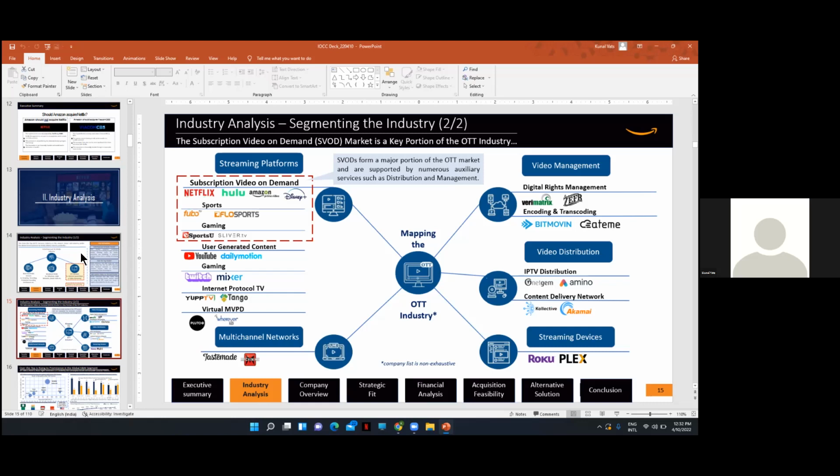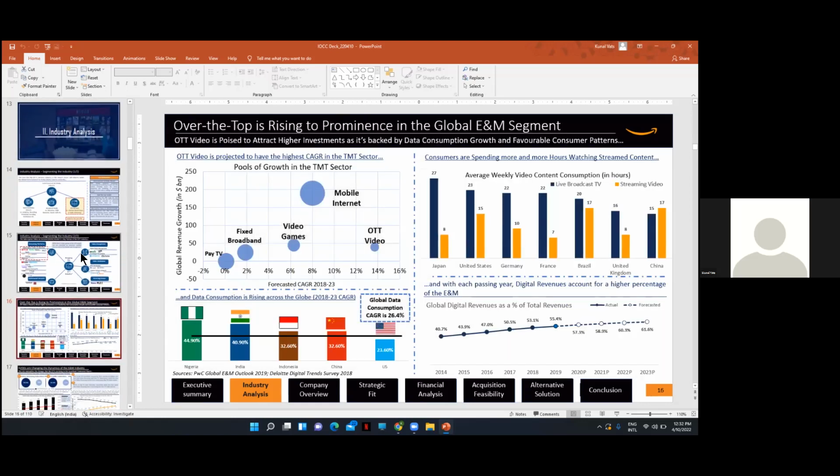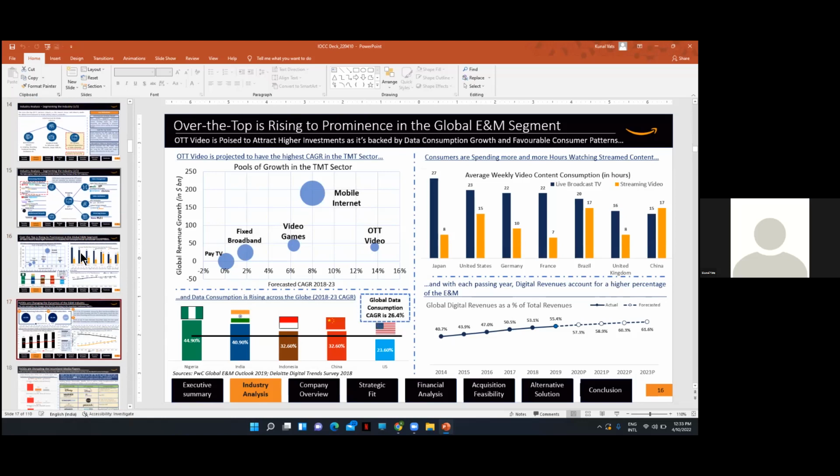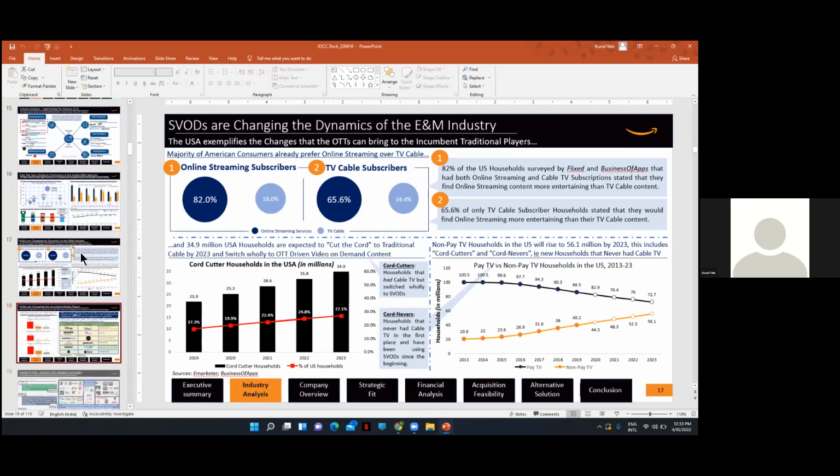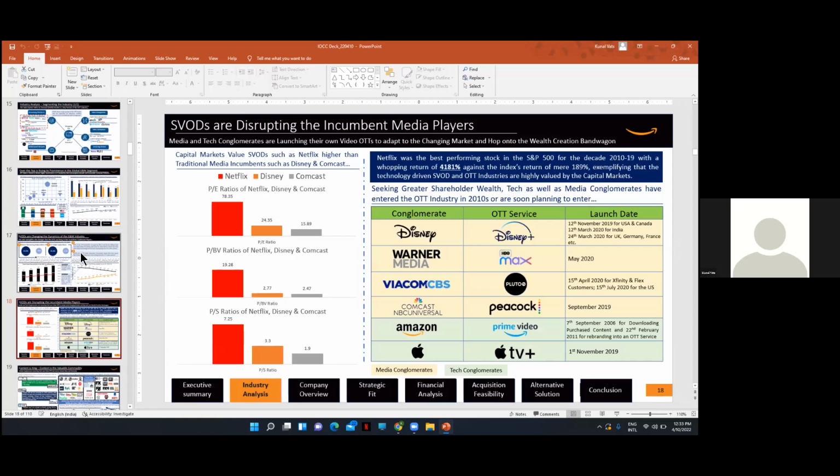Then, through our research, we saw the trends in the industry, what's happening in the industry, the growth rates and everything, and how subscription video on demand is basically growing within the entertainment and media industry. So a lot of research went into these slides to come up with those kinds of solutions.